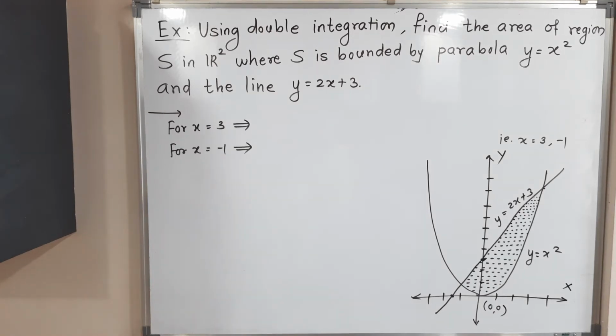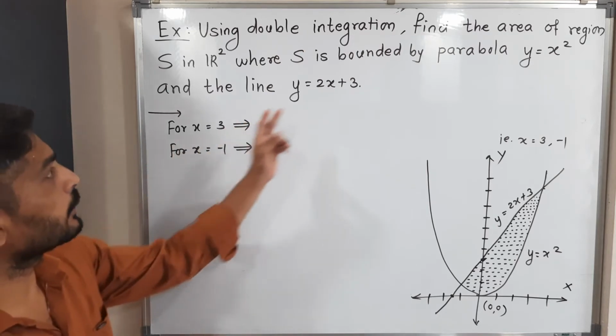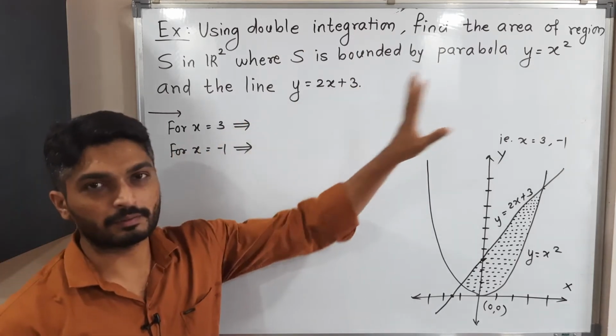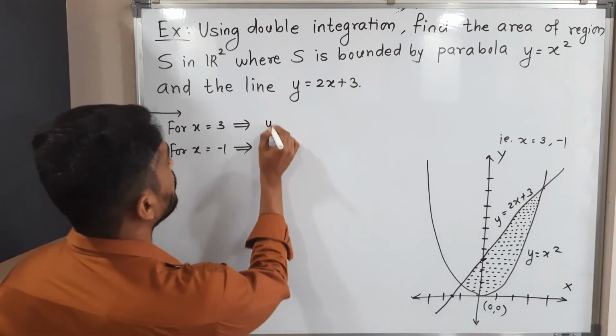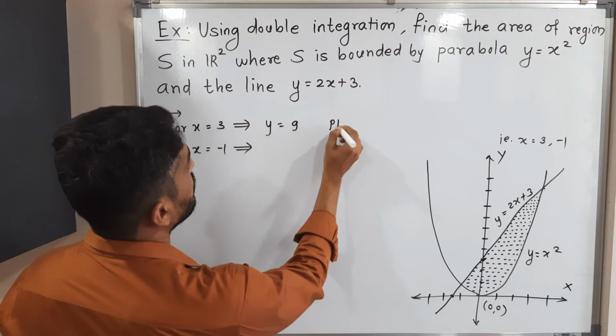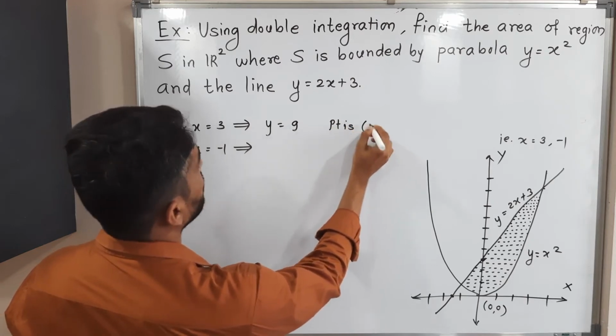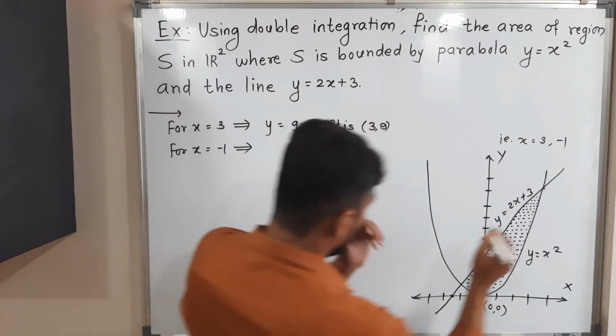I have shown the region of integration here. Let us find the values of y for x equal to 3. Either you can put it here or there, it doesn't matter. I'm going to put it there. So x is equal to 3, then y is equal to 9. So the first point is 3 comma 9.